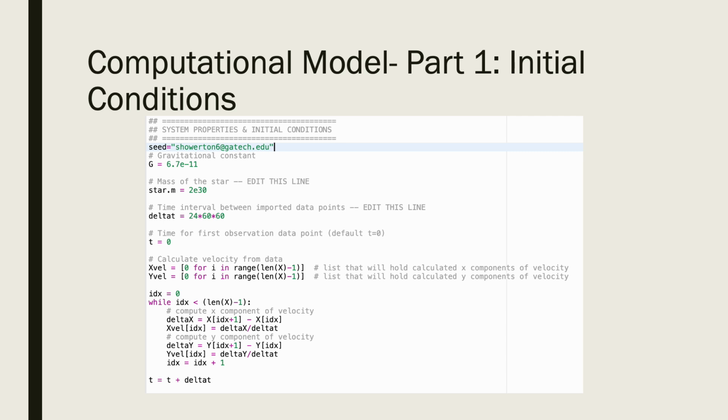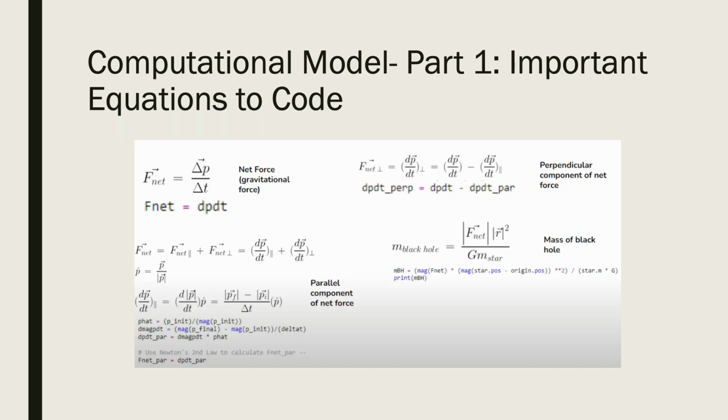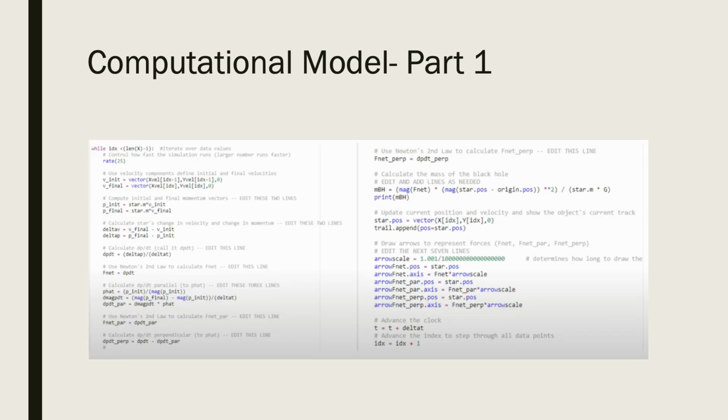For Part 1 in the lab, the initial conditions of the computational model are shown, including the gravitational constant, the mass of the star, and the change in time. Here are the important equations that are converted to code for the iteration step in Part 1. These include the net force, the parallel and perpendicular components of the force, and the equation to find the mass of the black hole. Here's the iteration step in Part 1 of the lab used to update the net force and position of the star. The mass of the black hole is measured after each iteration.